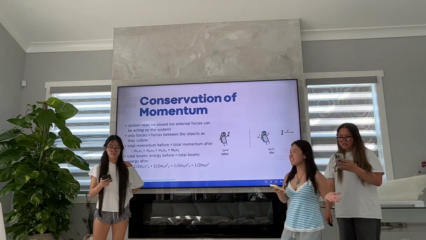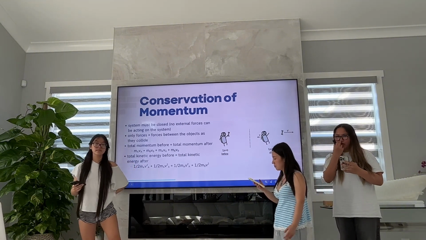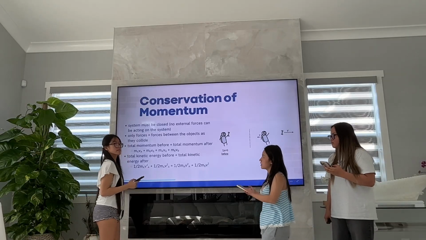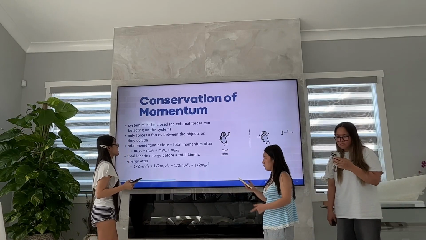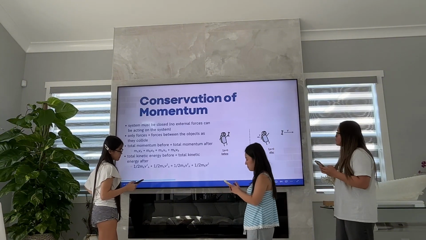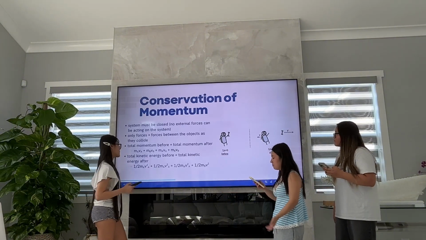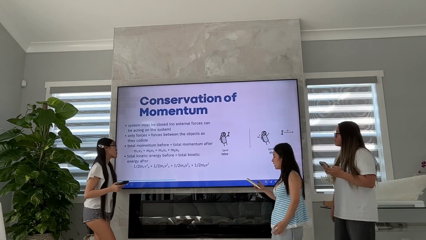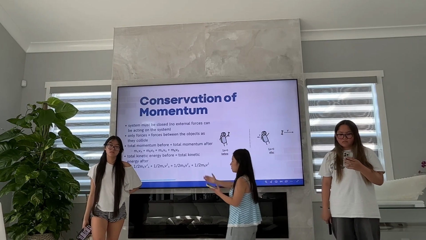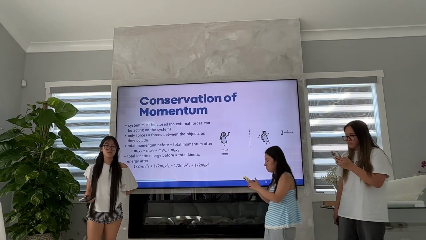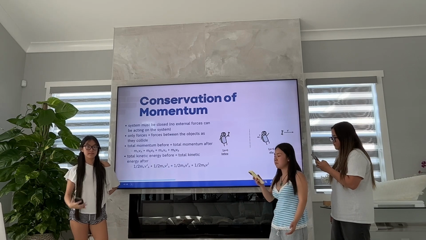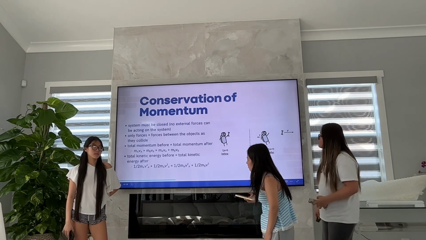Now that would bring us to the law of conservation of momentum. In a closed system with no external force like friction, the total momentum before a collision is always equal to the total momentum after. If the collision is perfectly elastic, kinetic energy is also conserved, using the standard formula that we show here. Essentially, the initial momentum always equals the final momentum.